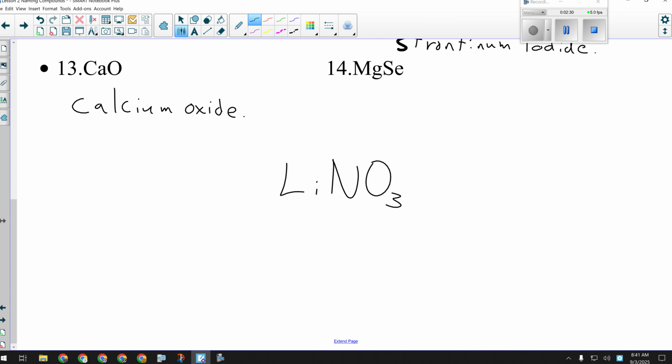The nice thing about the polyatomic ions is you don't have to change their name. You just write their name exactly as it appears up there. You don't have to make them end in -ide or anything like that. All right. Now, did we get to this at the end of the day yesterday? I think we did, but now I'm not as sure.